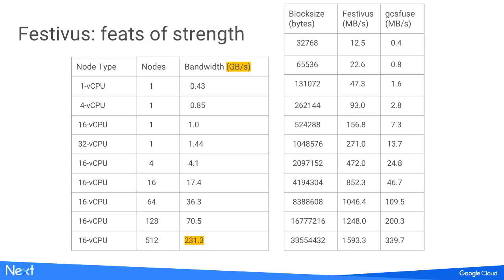So how does it measure up? So we can see the first table, we're looking at the bandwidth in gigabytes per second on different node types initially, and then different numbers of nodes reading in parallel to the file system. So the bottom line there is 231 gigabytes per second of I/O bandwidth.